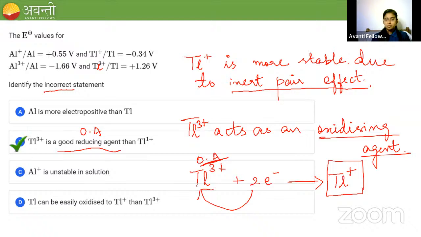Aluminium plus is unstable. Yes, it is unstable because aluminium is stable only at its 3 plus state. Thallium can be easily oxidized to thallium plus and thallium 3 plus. That is also correct, so thallium can be oxidized easily by the removal of electrons. So option B is the correct answer for this question.